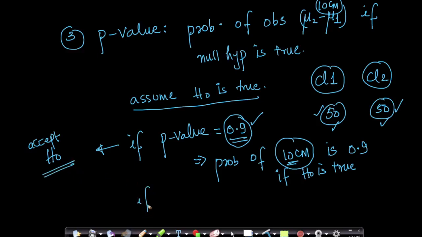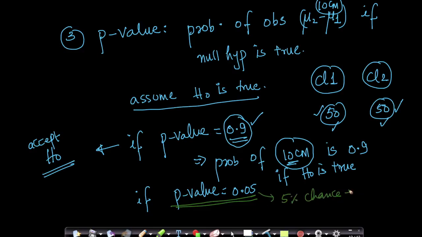Now let's assume the p-value is 0.05, which means 5%. So what does this imply? If your p-value is small, it means that there is a 5% chance, or 5% probability, that the difference between mu1 and mu2 is 10 centimeters, if my H0 is true.